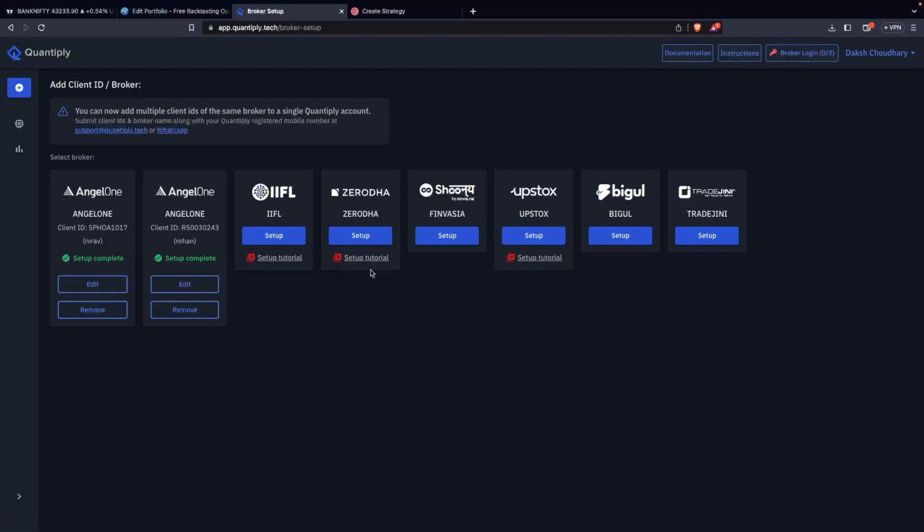You need to pay 2,000 rupees to Zerodha monthly to get the API access. For Upstox, it is 750 rupees per month. For Finvasia, Bigul, TradeGenie, Angel One, and IIFL, it is completely free. But I will not suggest you go with Finvasia, because if you have heard, last week Finvasia had some errors, due to which some people lost around 3 crores. So I suggest you not go with Finvasia. You can use Angel One or IIFL Securities to do algo trading.